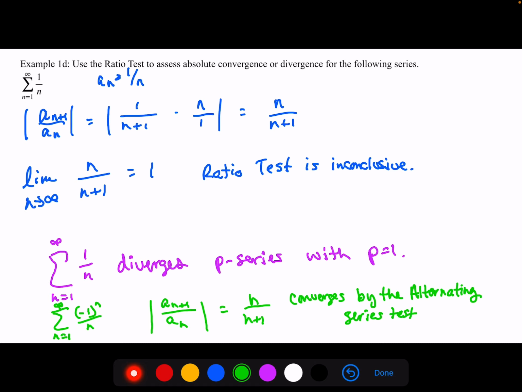So again, the ratio test is inconclusive with the example we had, but it is very possible to have either circumstance where the ratio test is inconclusive but our series diverges, or the ratio test is inconclusive and the series converges.